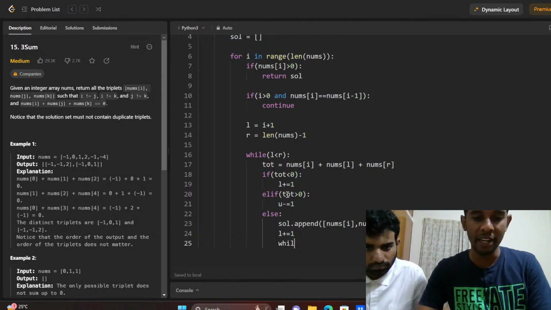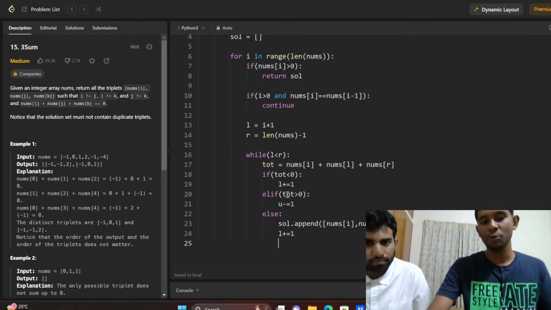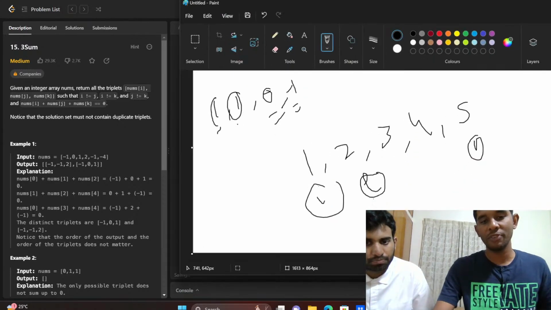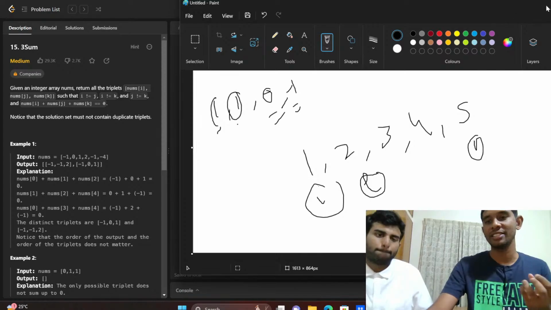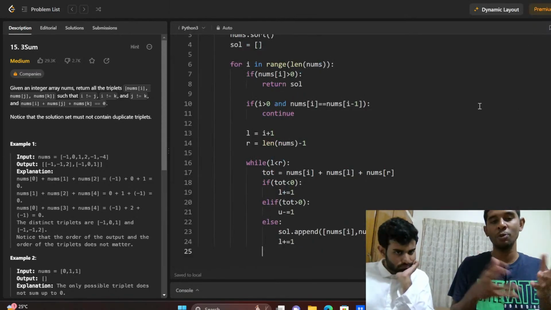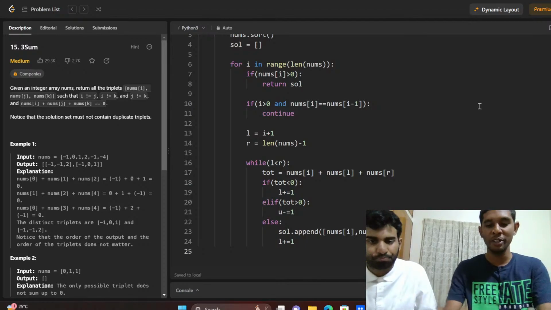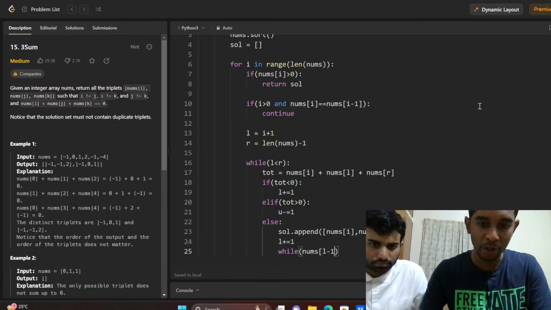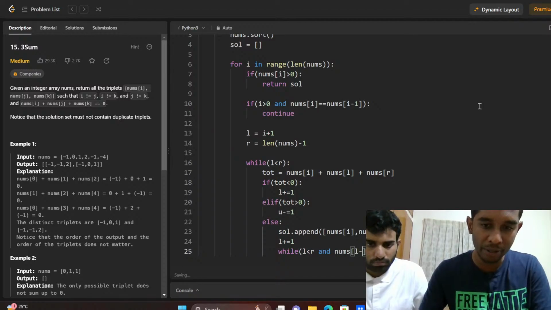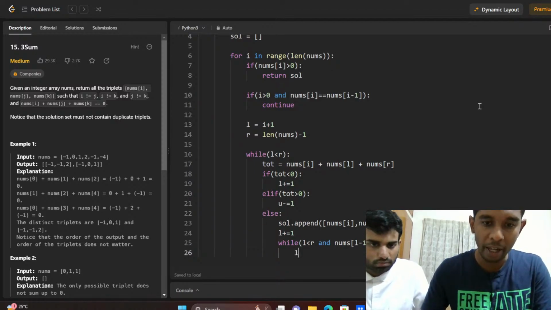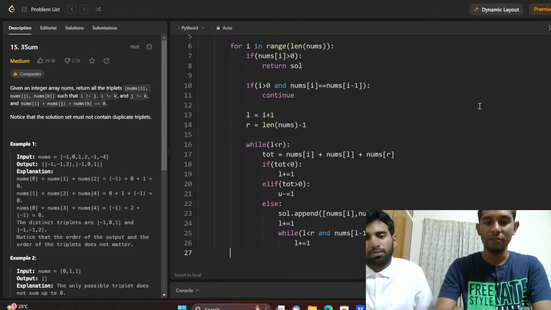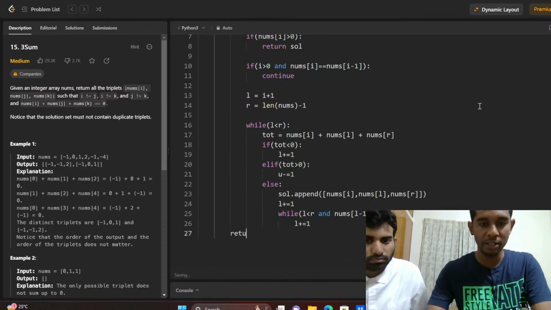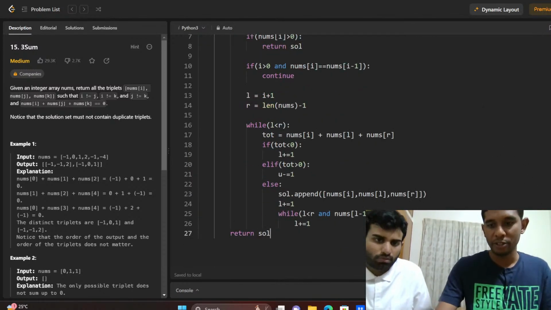But here's another catch, very similar to what we had at the start. When I told you that if there are repeating elements, you might get stuck in this sort of loop where you start getting duplicates inside the solution. So as long as, while L less than R and nums of L minus 1 equals nums of L, L plus equal to 1. Then finally what we do is we just return the solution, right? So let's just run this.